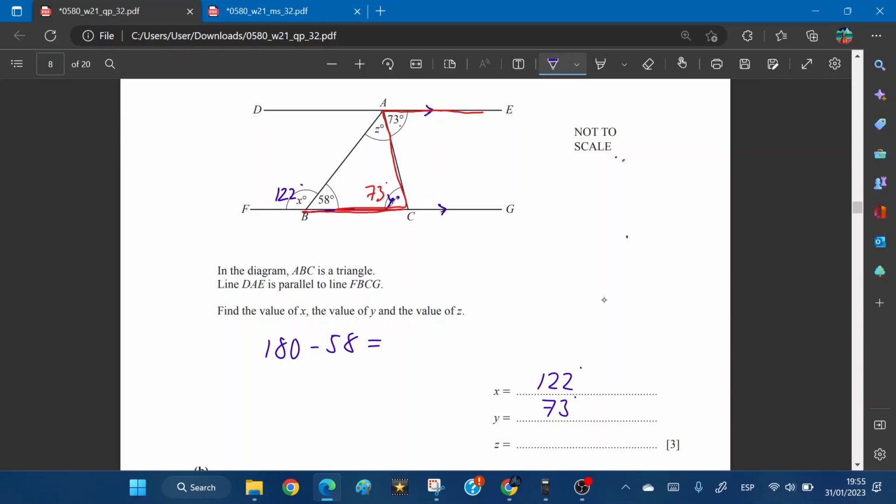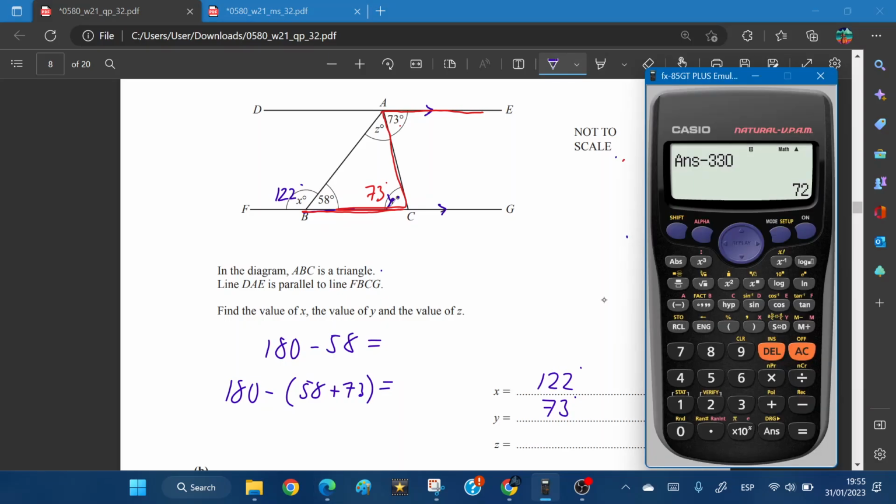Right, what are we left with? Oh yeah, this is a triangle. We've got two angles in the triangle, so we just need to add those two angles together, the 58 and the 73, and then subtract it from 180. Let's not waste our time. 180 minus 58 and 73. There we go, 46.